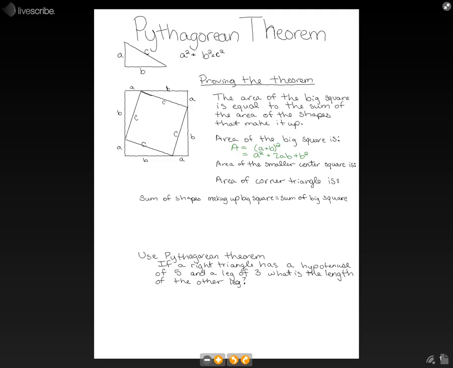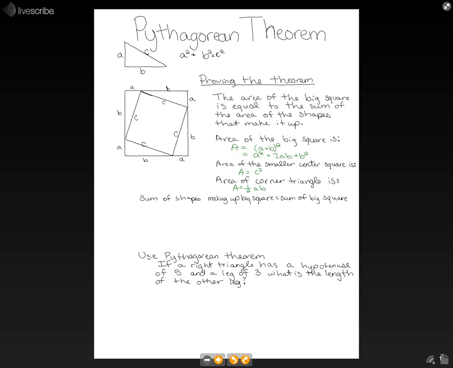Now, the area of the smaller center square we know must be c squared because it has all sides of c. And the area of our corner triangle is simply going to be 1/2 ab, because a triangle's area is equal to 1/2 times the lengths.